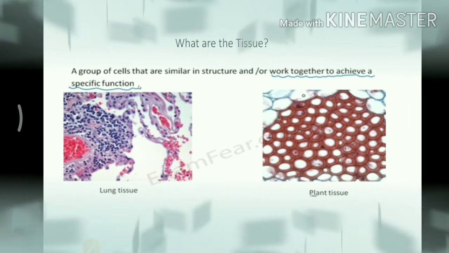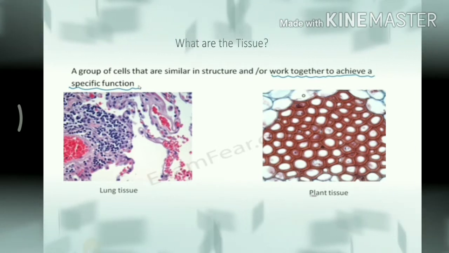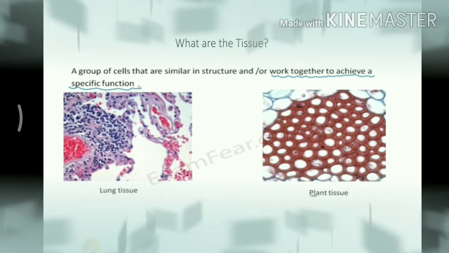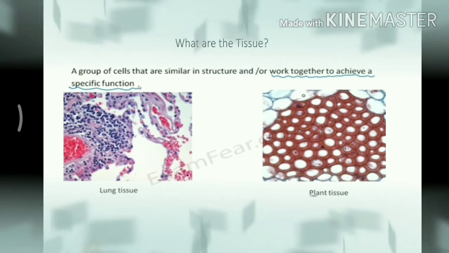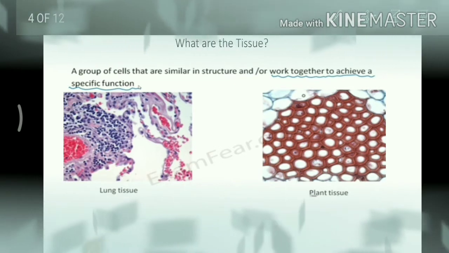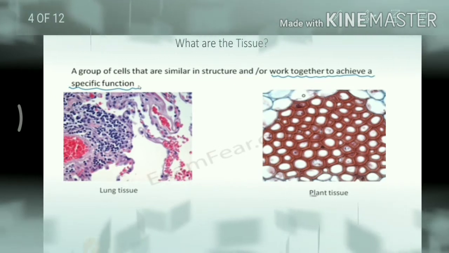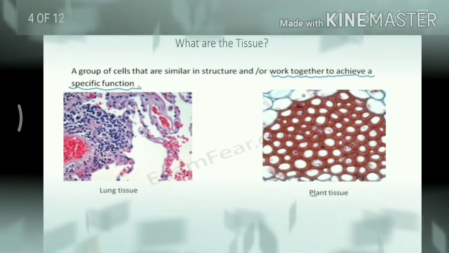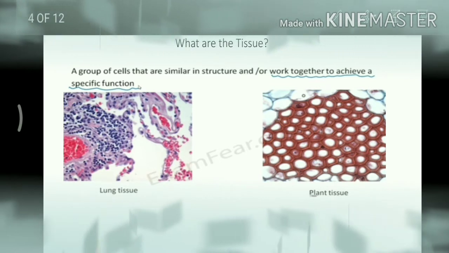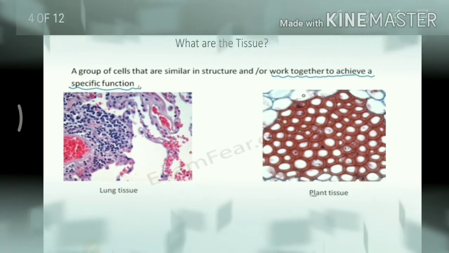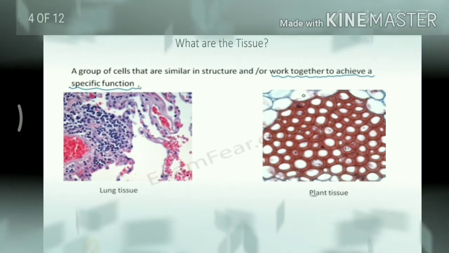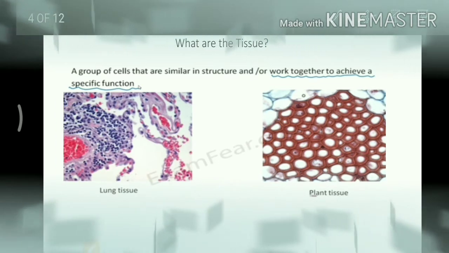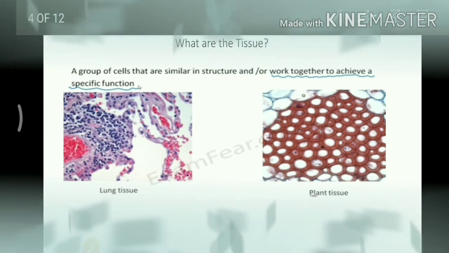In the next slide you can see what tissues are. It is very important, you have to know about that. A group of cells similar in structure that work together to achieve a specific function. As written here, there are two types of tissues on your screen: the first is lung tissue and the second is plant tissue. Lung tissue is an animal tissue, and here is the plant tissue.